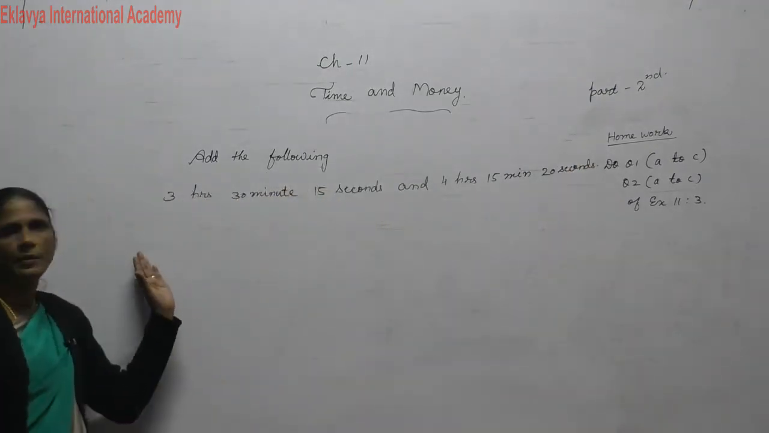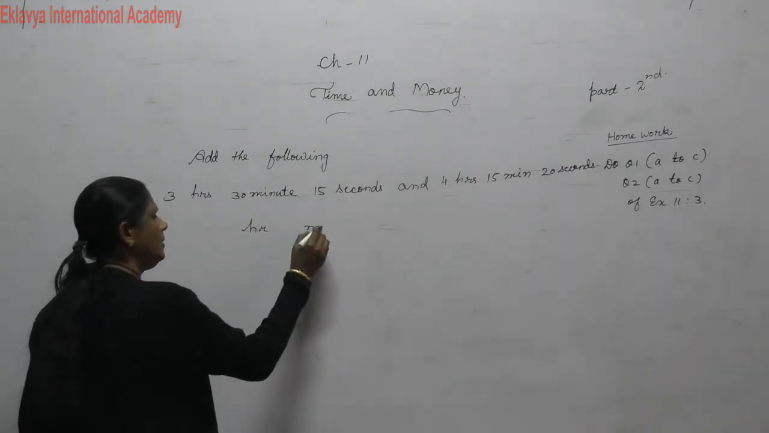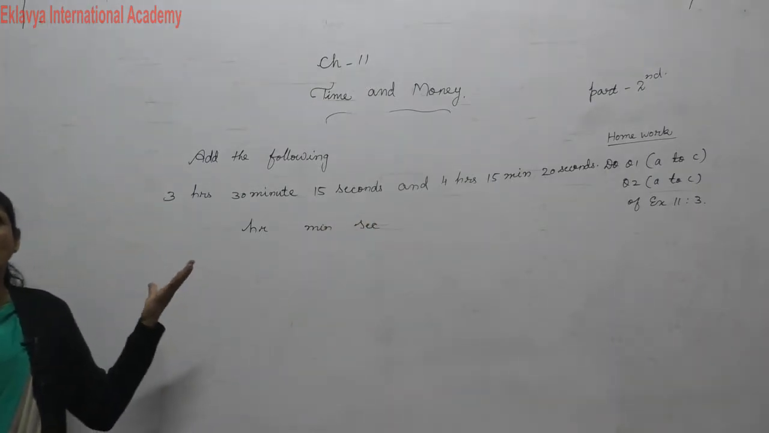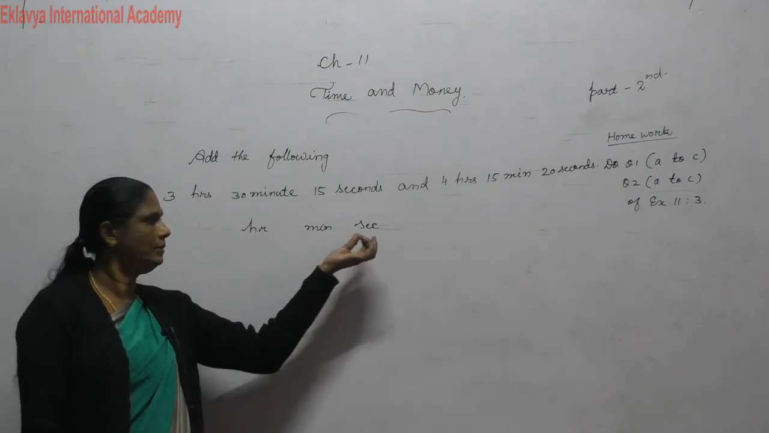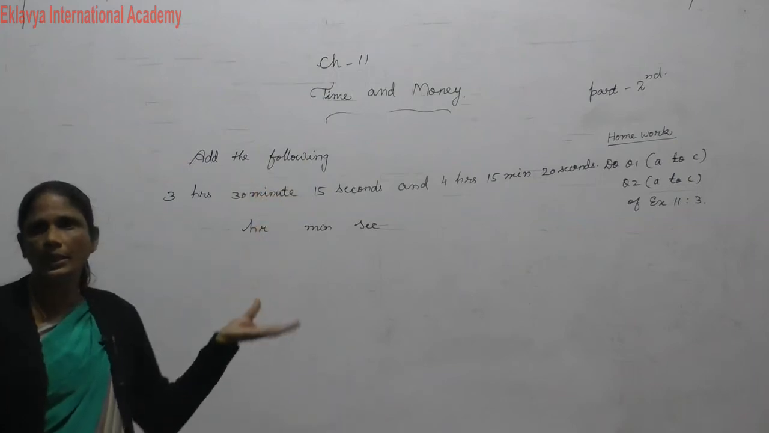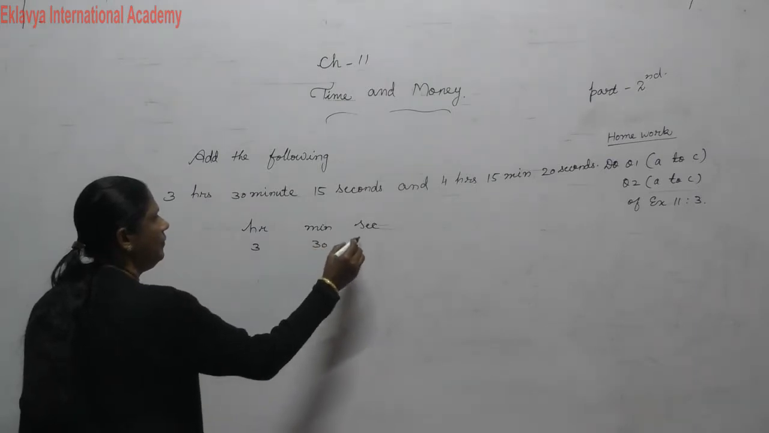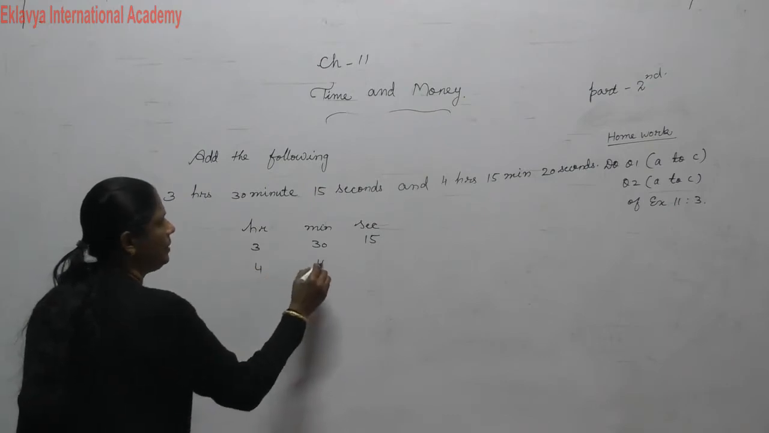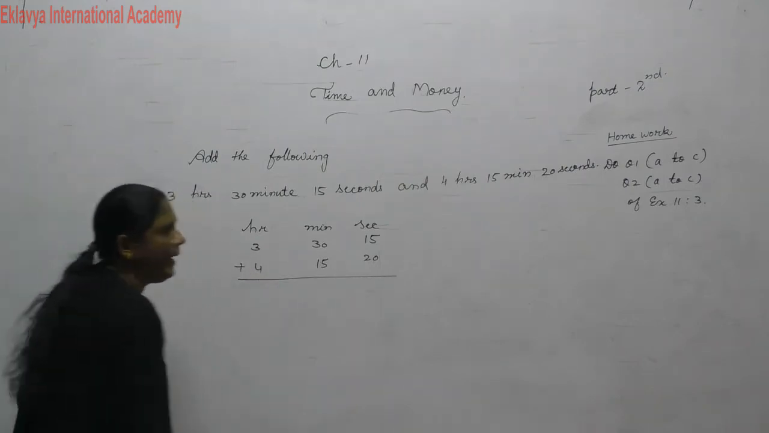First we make 3 columns: hour, minute and second. First, how many columns do we make? 3 columns: hour, minute and second. Then we arrange these numbers in columns: 3 hours 30 minutes 15 seconds. Then here 4 hours 15 minutes and 20 seconds. Then we add these numbers.